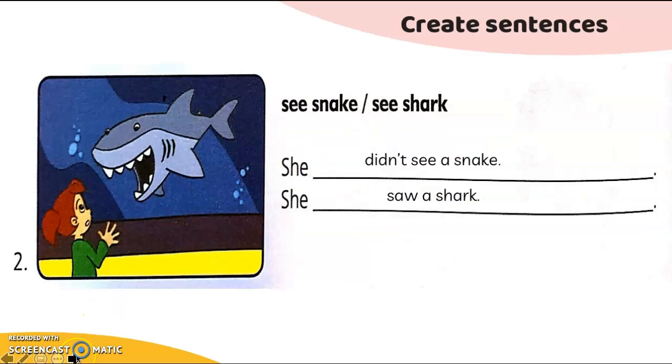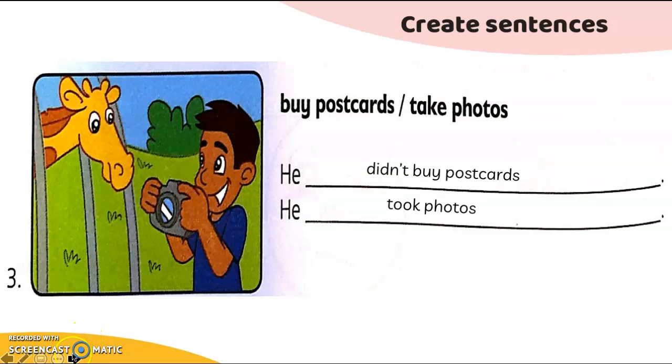So look at this one. She didn't see a snake. When I use didn't, I will use the root word see. It cannot be changed. But look at the second sentence. She, then I change see into saw because I didn't put didn't in front of the verb. So she saw a shark. She didn't see a snake. She saw a shark.